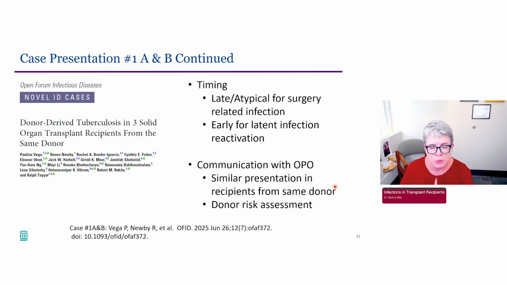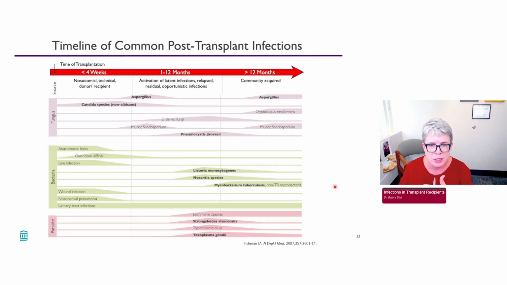So astutely, what the providers in that case did, which helped seal the case for everyone, was that they reached out to the OPO about this atypical case and then got information that there were recipients at other institutions that were experiencing similar things, and that really cinched the diagnosis. So I show you this slide, and probably many of you have seen it before, but this is from Jay Fishman's Sentinel article about the timeline of common post-transplant infections.